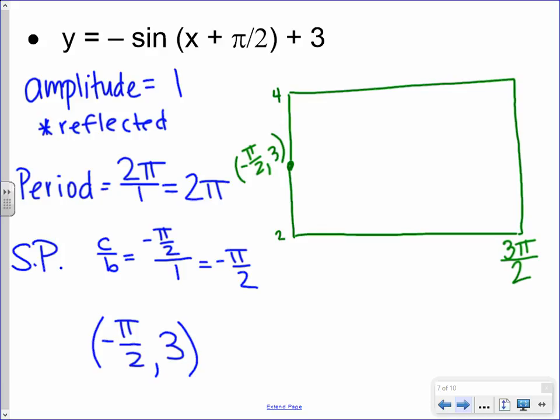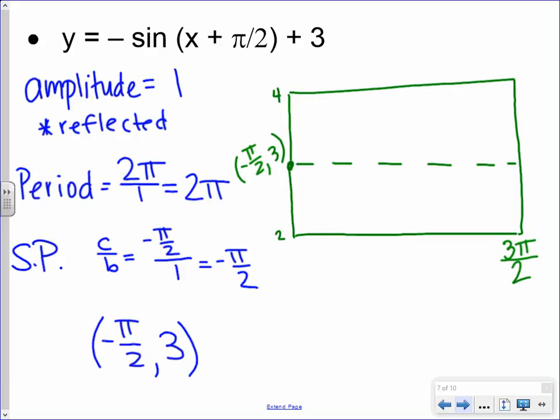Wherever we are beginning, we are going to add the period to get where we stop. So since we began at negative pi over 2, Michael added 2 pi to that, we're stopping at 3 pi over 2. Does that make sense? Okay. So now we're going to split our frame in half lengthwise. We already know where that happens.